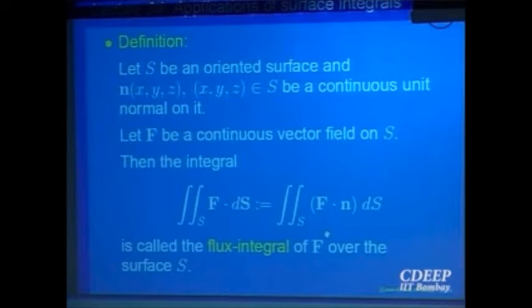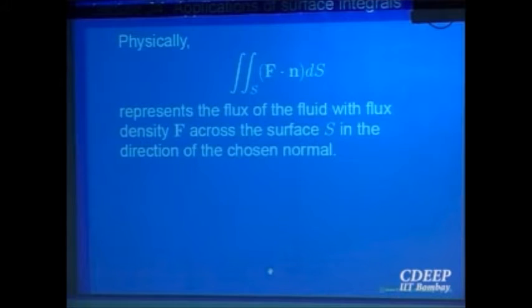There are two continuous unit normals possible, right? If n is a continuous unit normal on an orientable surface, then minus n also is a continuous unit normal. So one will be n, the other will be the negative of that function. Depending on your choice, that is called the flux integral across that surface in that direction n. Physically it represents, as I said, the flux of the fluid, where F is the fluid density, across the surface.